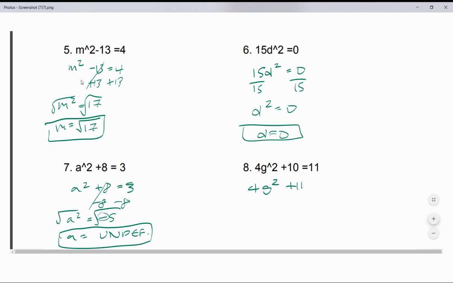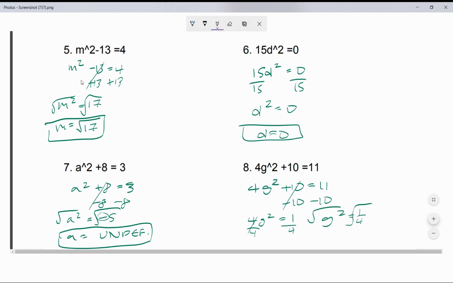4g squared plus 10 equals 11. Oh my god, I'm getting excited. Minus 10, minus 10. 4g squared equals 1. And divide that by 4. g squared equals 1 over 4. We're going to square root that.